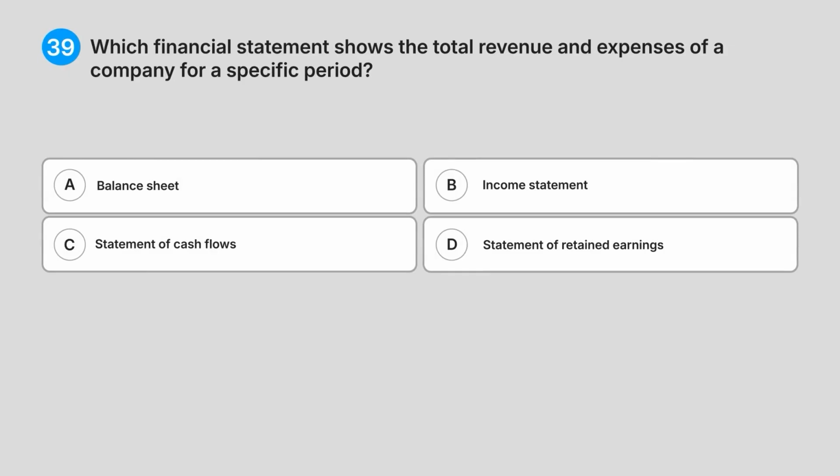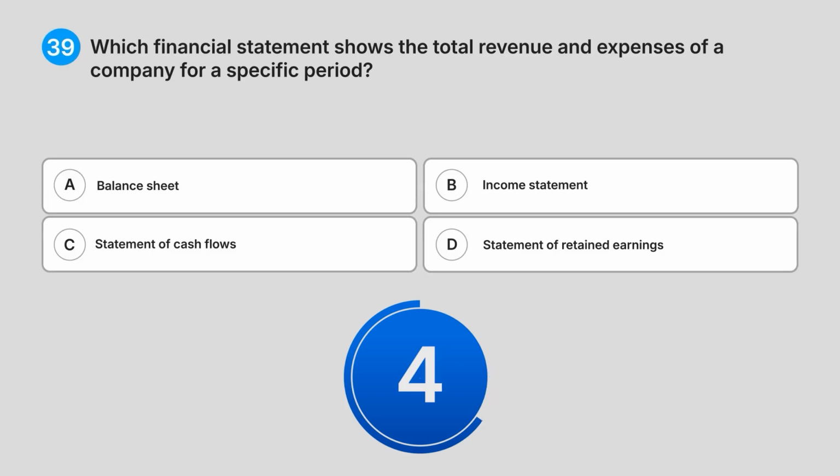39. Which financial statement shows the total revenue and expenses of a company for a specific period? A. Balance sheet. B. Income statement. C. Statement of cash flows. D. Statement of retained earnings. Do you know the answer?